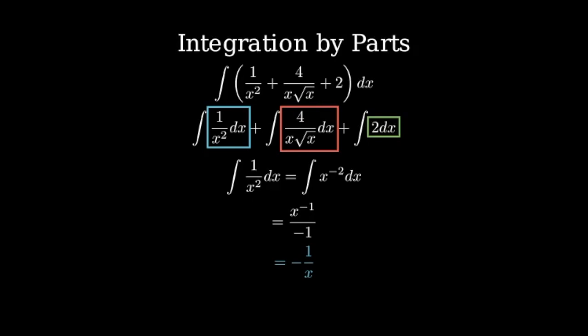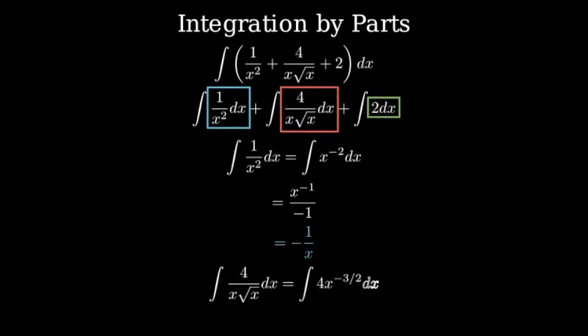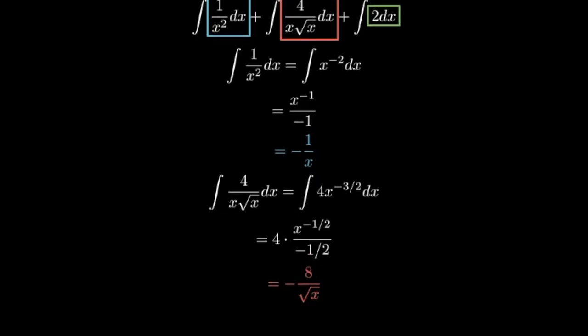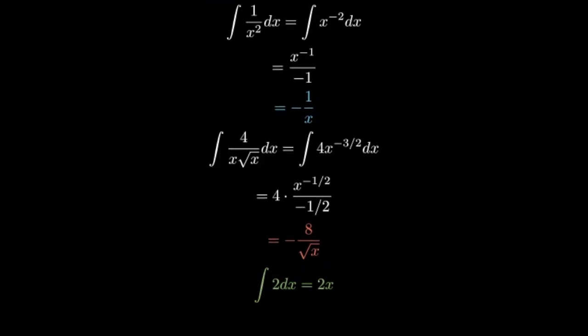For the second integral, let's first rewrite 4 over x times square root of x as 4 times x to the negative 3 halves. Again, using the power rule, we add 1 to negative 3 halves and divide by the new exponent. This simplifies to negative 8 over the square root of x. Finally, the integral of 2 is simply 2x.